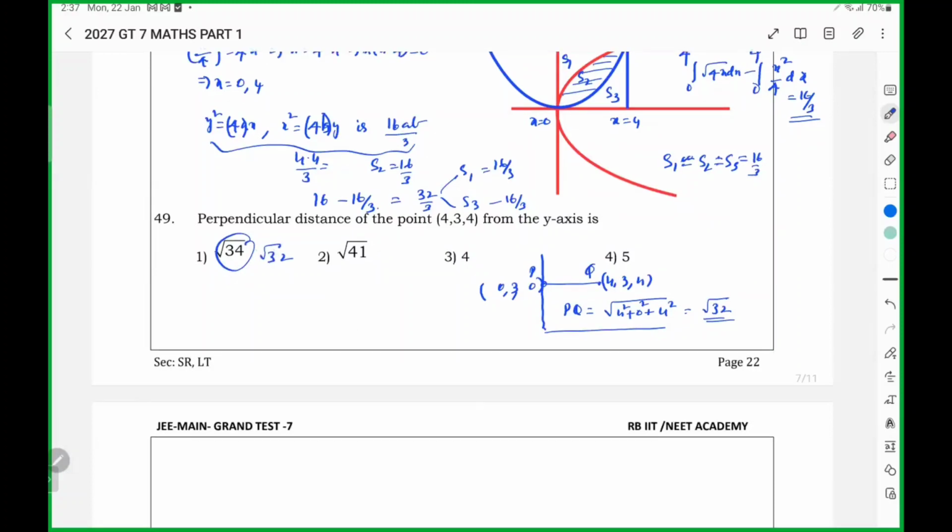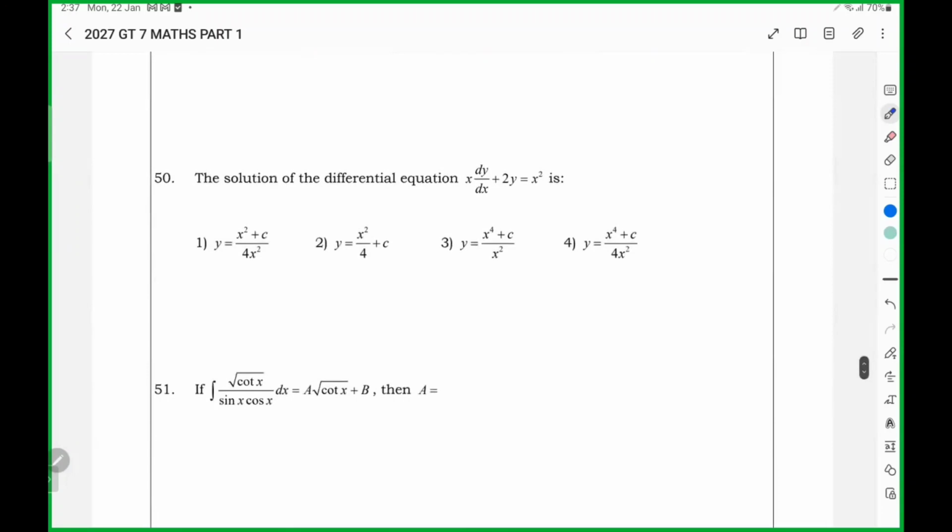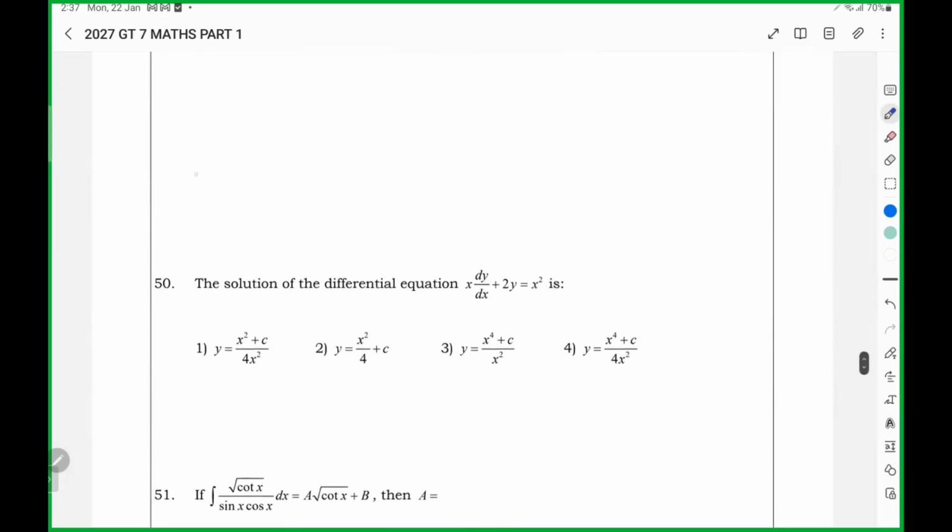So here the space may not be sufficient. I'll start from here. So it is a linear differential equation model. So x.